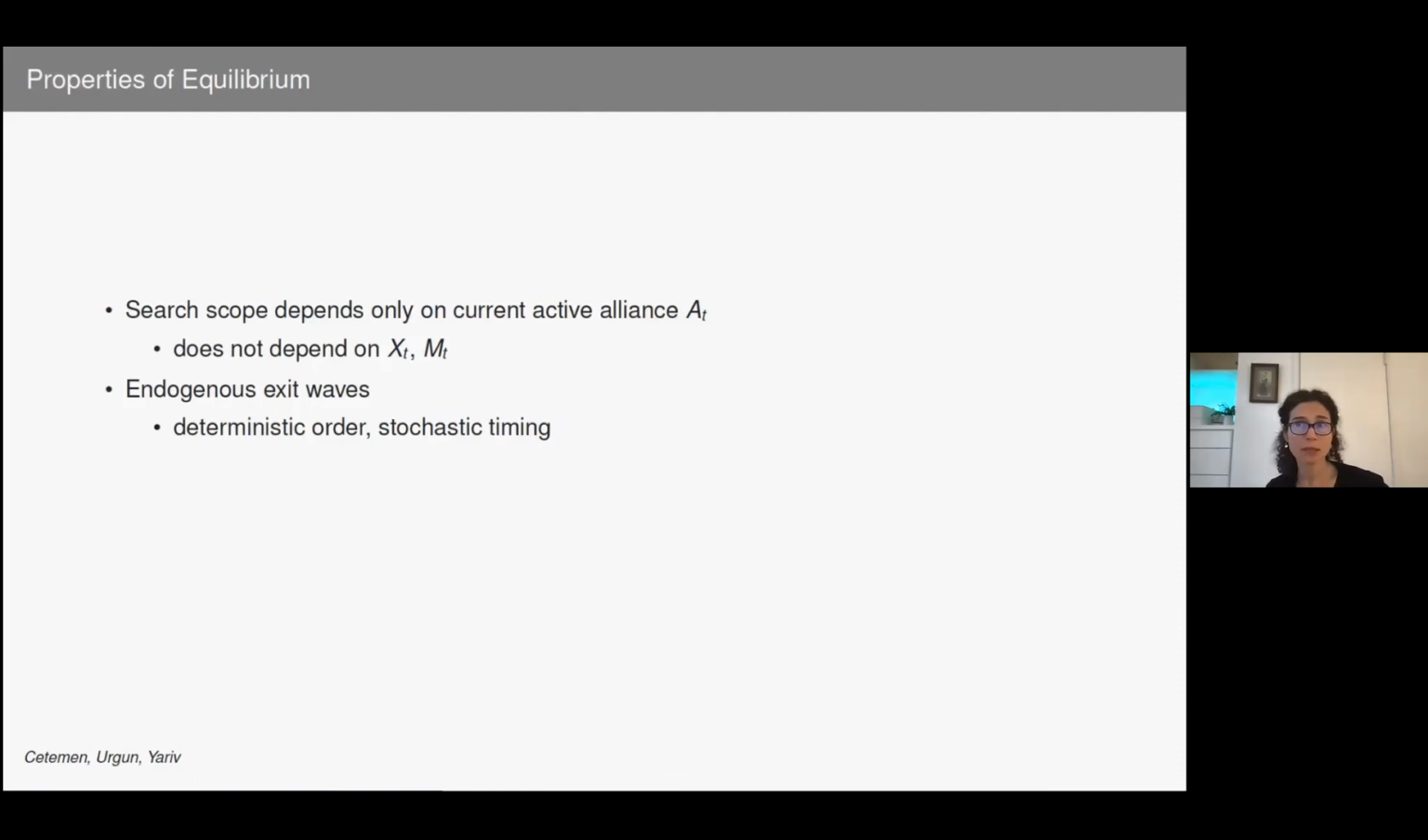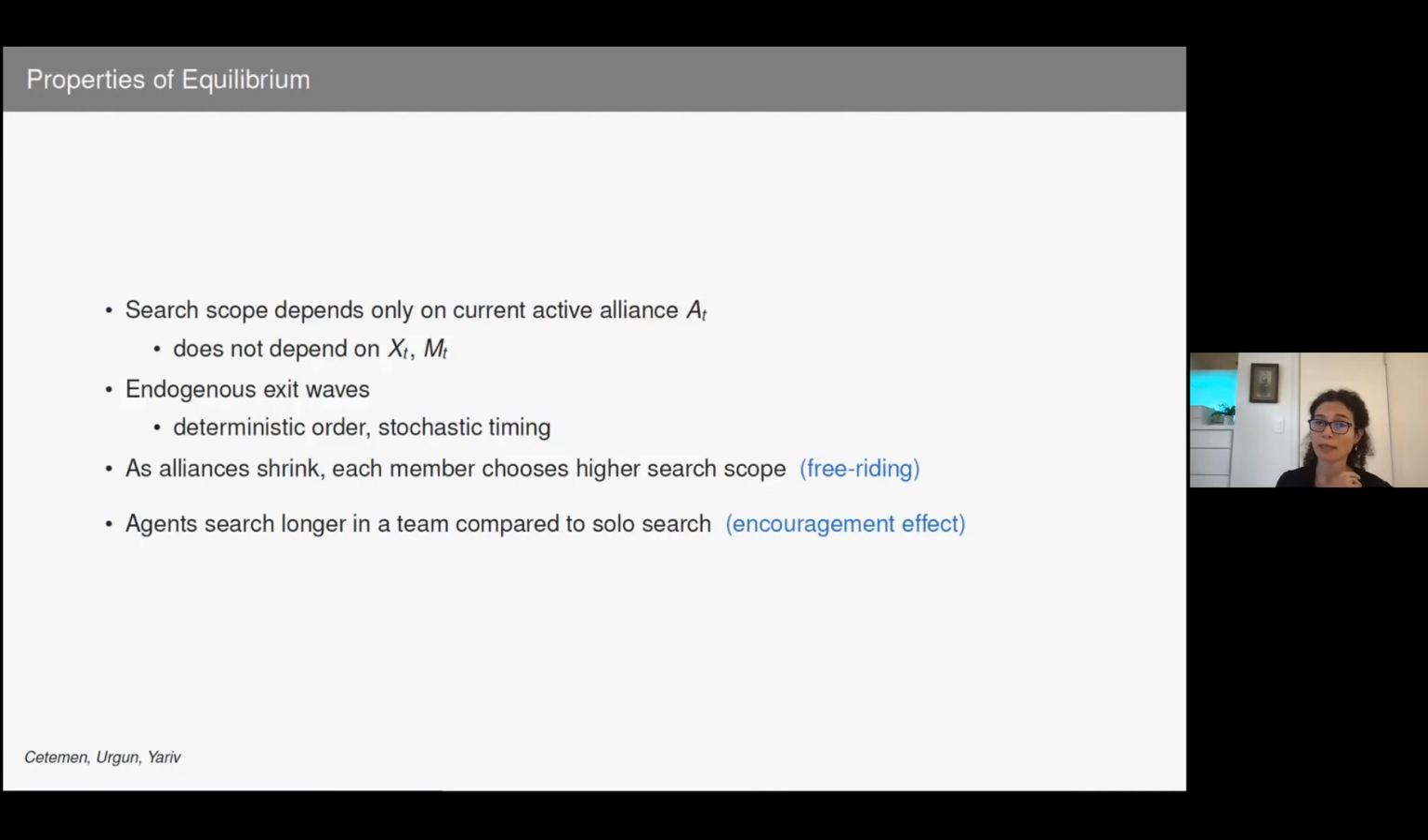It doesn't depend on the features of the search up to now. They're endogenous exit waves with deterministic order, but stochastic timing. And we have both a free riding and encouragement effect, in the sense that as alliances shrink, each member chooses a higher search scope, that's free riding, and agents search longer in a team compared to searching on their own. So this is an encouragement effect. If I'm working with, say, Arunava, and I know he works really hard, that encourages me to continue on because he's there.